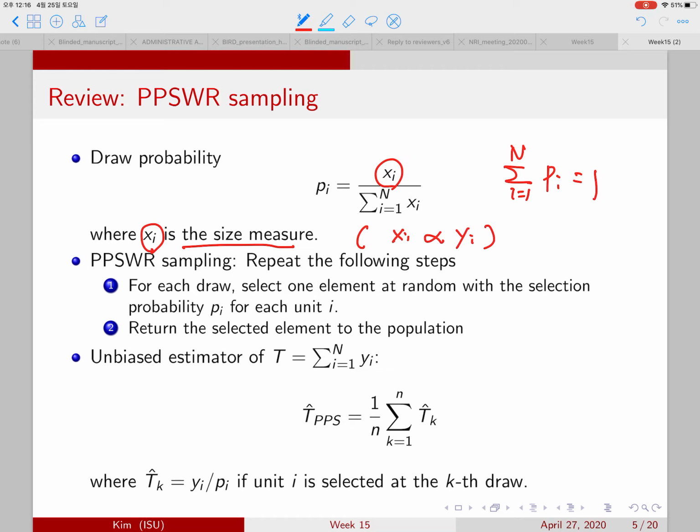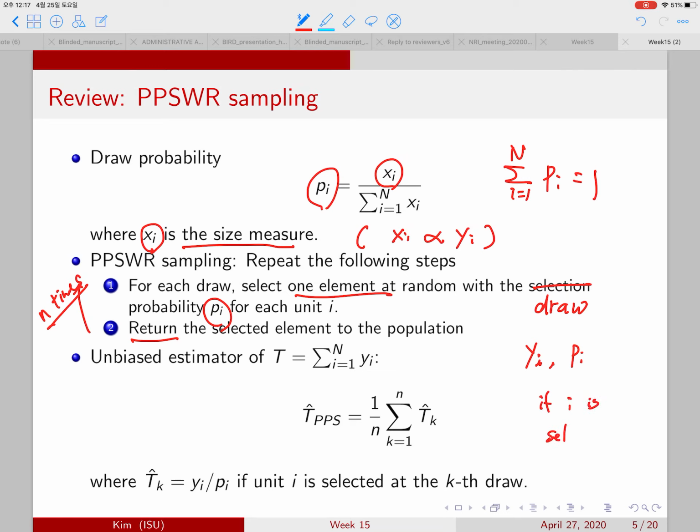For PPS with replacement sampling, we use pi as the draw probability, and select one element at random. With replacement means that we return the selected element to the population and do it again. So under this PPS sampling, if you do it n times, we obtain n observations, and we observe yi and pi if unit i is chosen at the k-th draw.